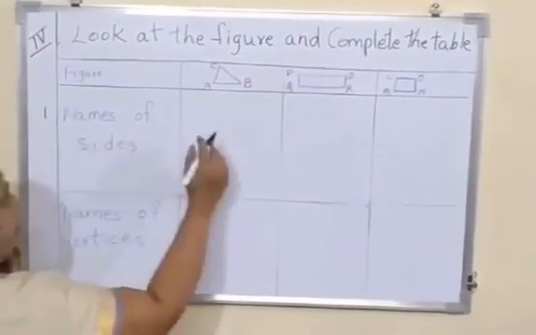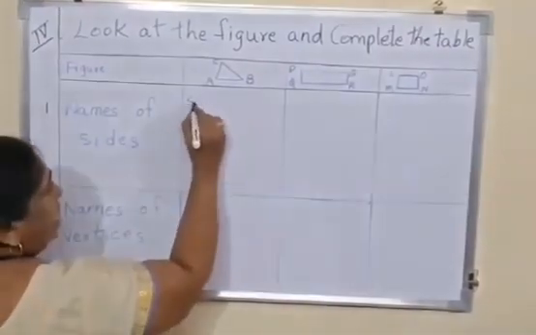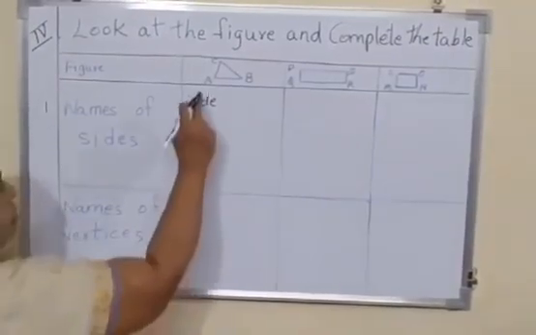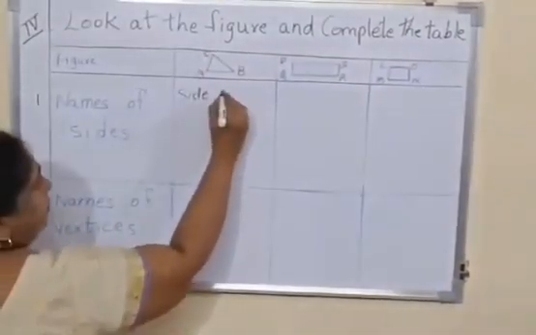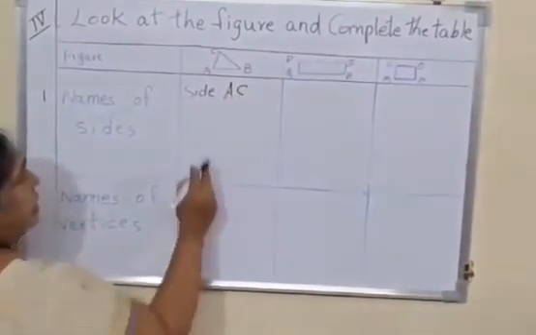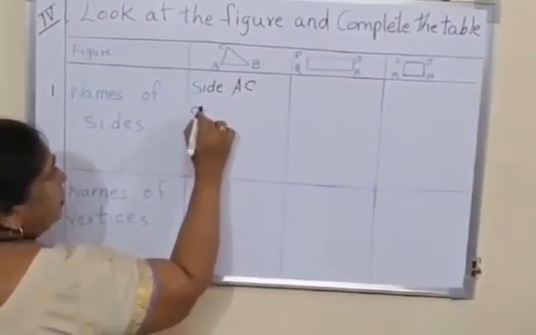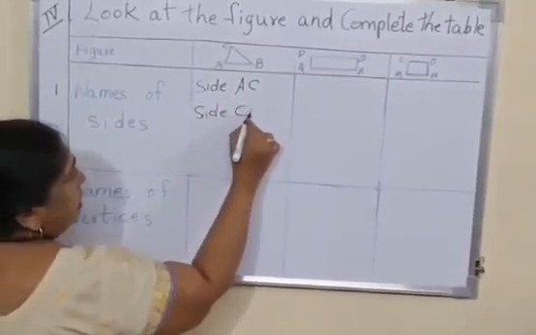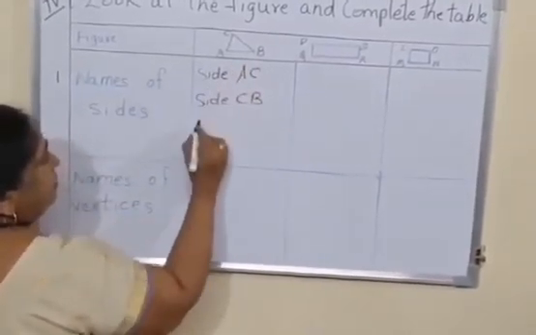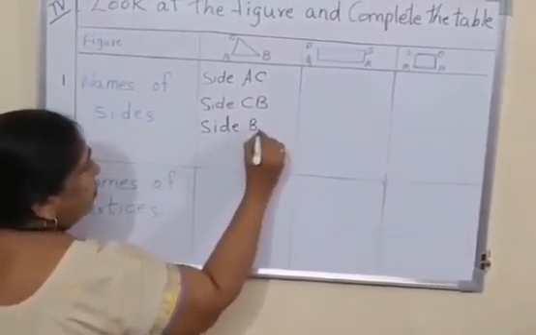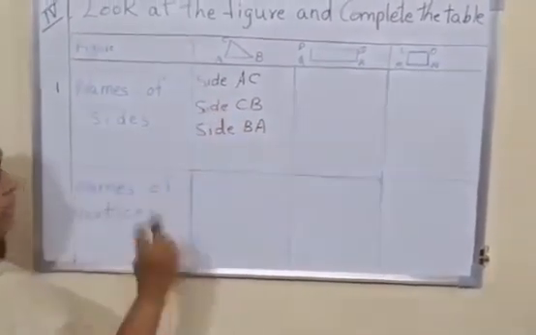So you have to write the names of the sides. How are you going to write here? The sides of this first triangle we write. Let us start from here. Side AC. Then side CB. And then side BA. A triangle has 3 sides, so we have written the names of 3 sides: 1, 2, 3. Can you see?